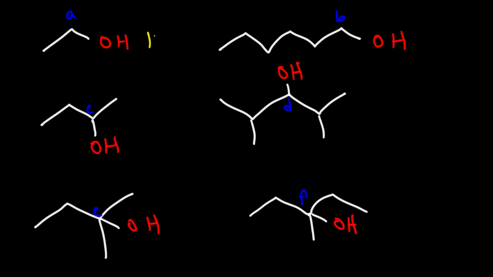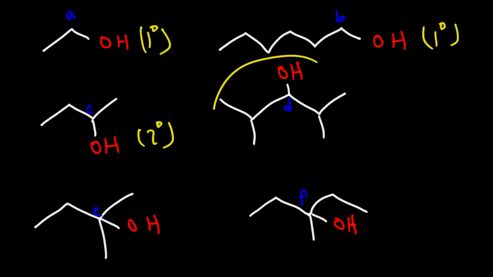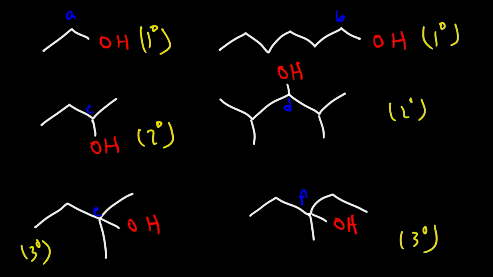Ethanol and 1-hexanol are primary alcohols. 2-butanol is a secondary alcohol. And this here, that's 2,4-dimethyl-3-pentanol, that's a secondary alcohol. And the last two are tertiary alcohols. Now, tertiary alcohols don't always have the highest chemical shift. And let's see why. So let's analyze this one first.